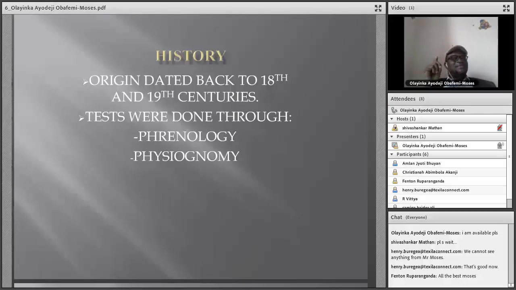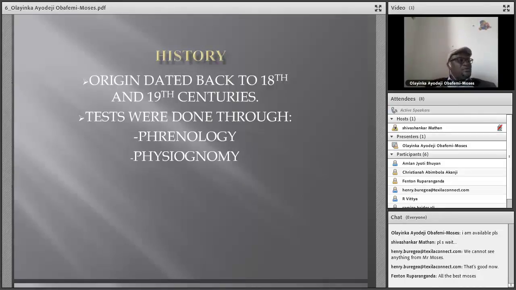In the 18th to 19th centuries, when this thing was hatched or incubated by this man called Franz Joseph Gall, tests were done through two major ways. One, phrenology. What is phrenology? Phrenology is that theory propounded by that man called Franz Joseph Gall. And secondly, it was done through physiognomy.